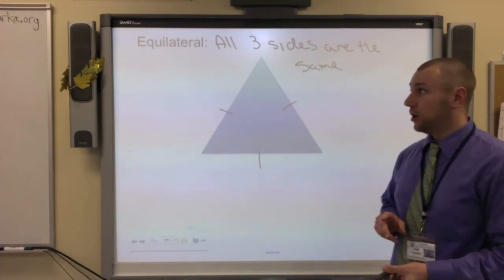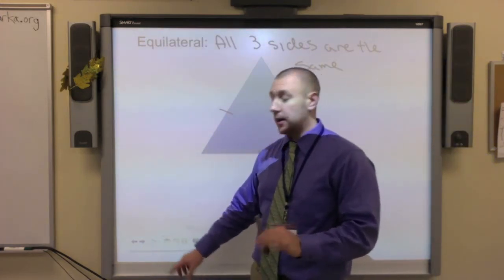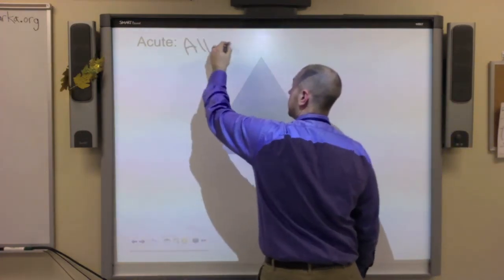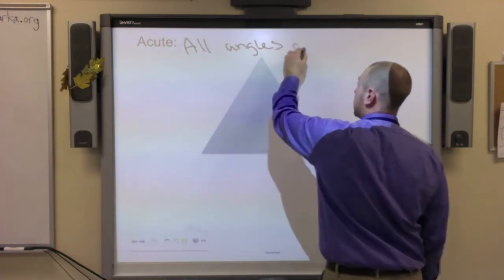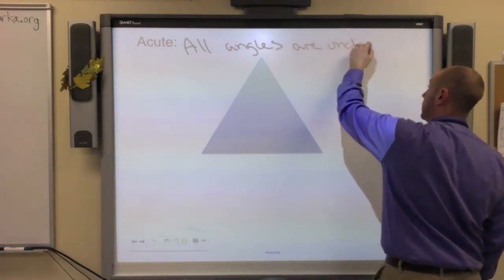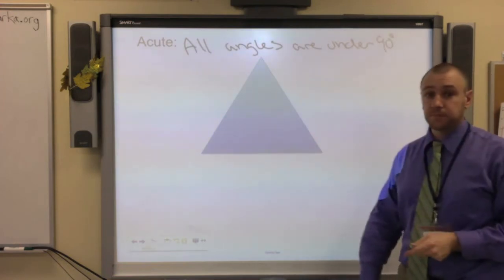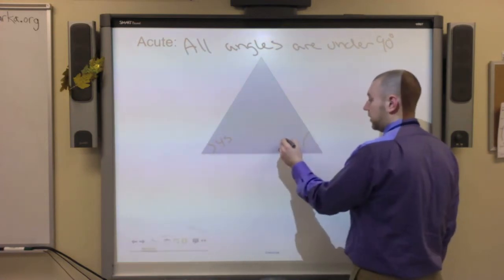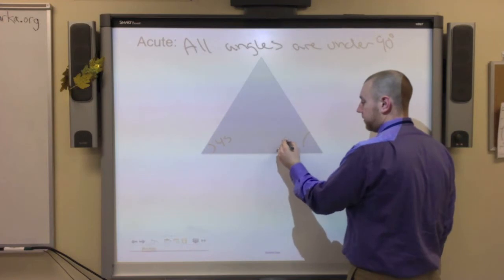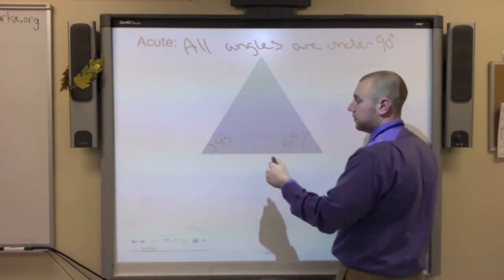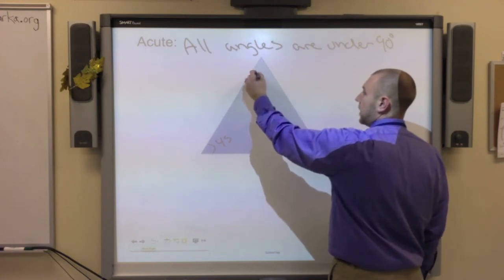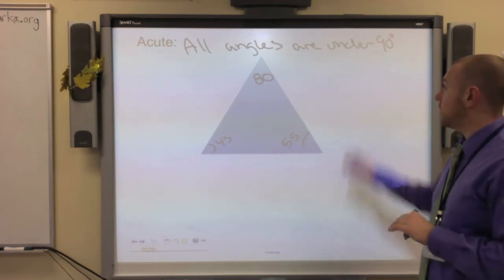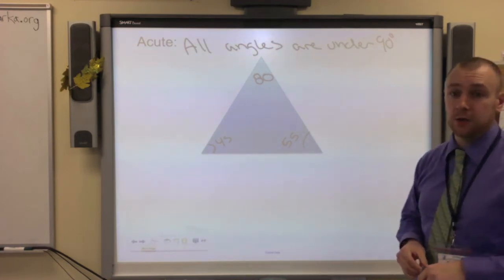Triangles also have a second name when we base it on their angles. In an acute triangle, all angles are under 90 degrees. So this could be 45, this could be 55, and this would be 80. As long as all of them are under 90 degrees, then it is an acute triangle.